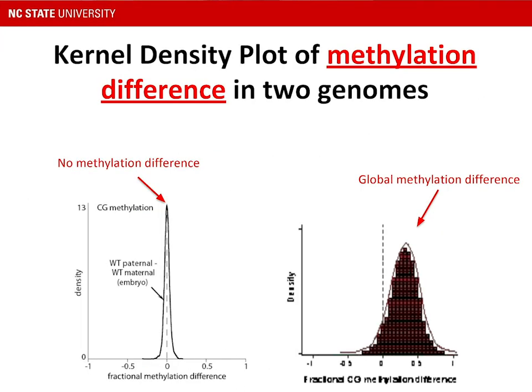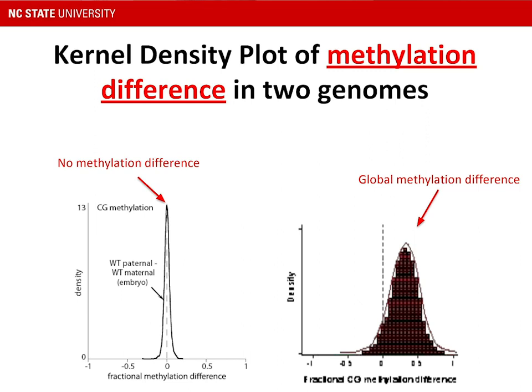So when we deal with this large genomic data set, we use several different analyses, and each one tells us slightly different things. We kind of have to paste the information together using multiple analyses. So one way to compare the two genomes is a kernel density plot of the methylation differences between two genomes.